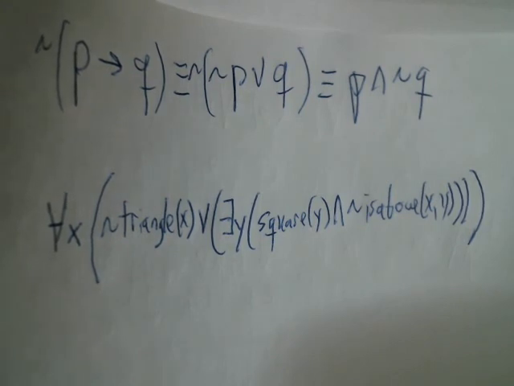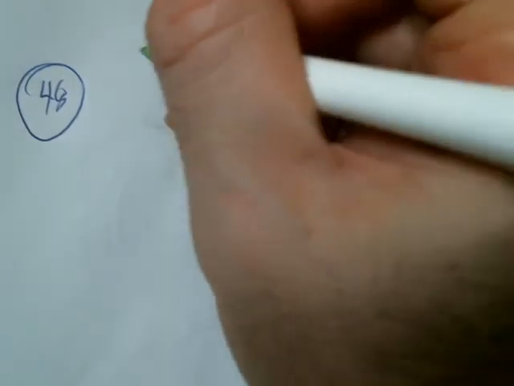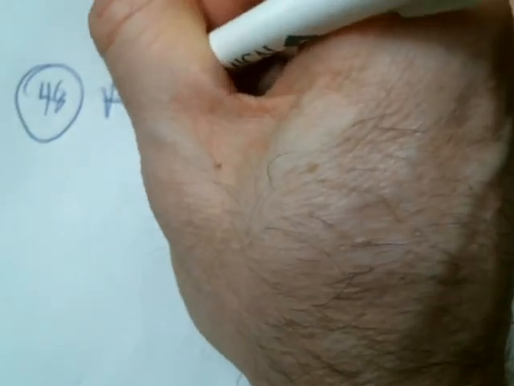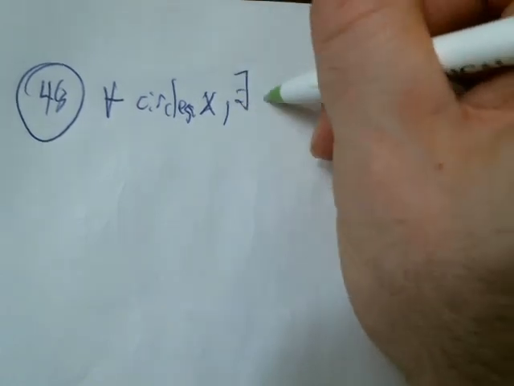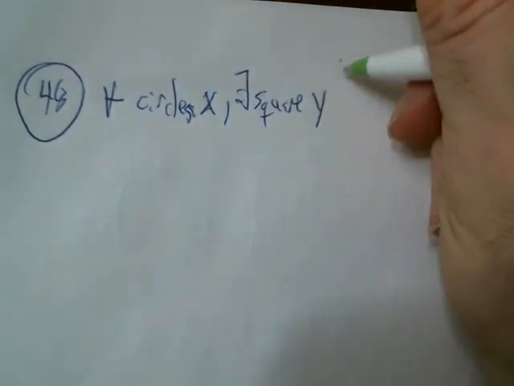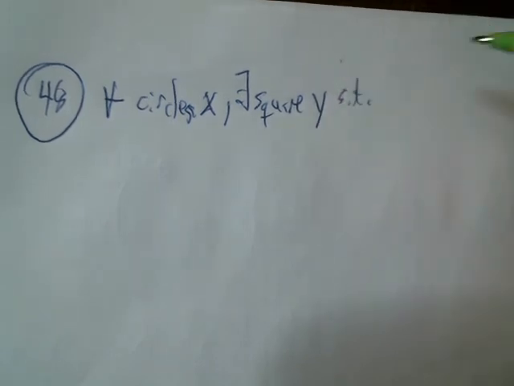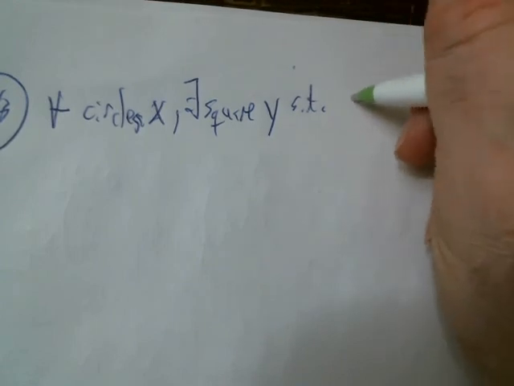Okay, let's try one more, and then that'll be it for this section. The next section is pretty quick. Anyways, here's 48. For all circles x, there exists a square y such that y is to the right of x.